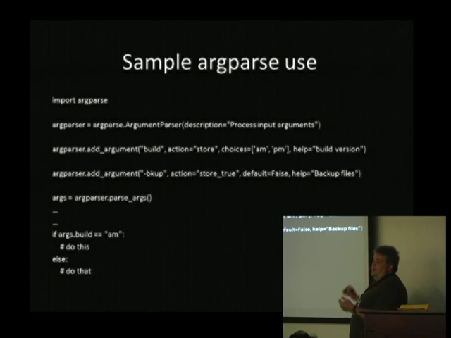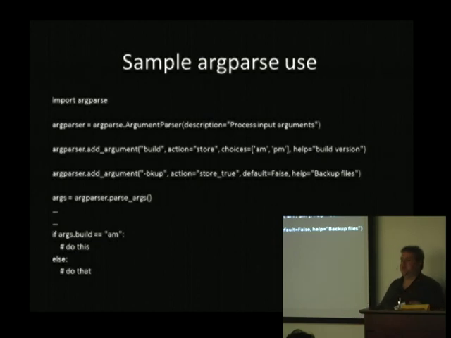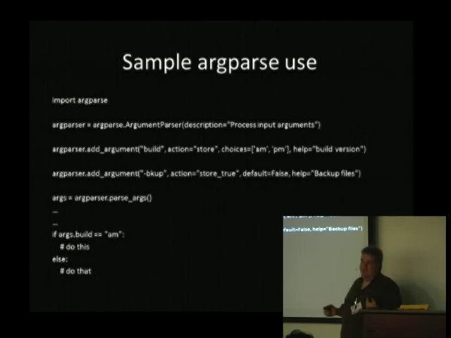We have actions. What are we going to do when it encounters that argument? In the case of the build, I'm specifying that it has two choices. The user can only enter two choices, either the AM build or the PM build. Maybe you have two builds during the day. A lot of our developers are actually across many countries around the world. So we have different build versions to check their changes in to test their changes. So we basically have two check-in windows, and then we have two builds throughout the day. So which one is it you want to install? Do you want to install the AM or PM? So these are choices that the user can make at the command line.